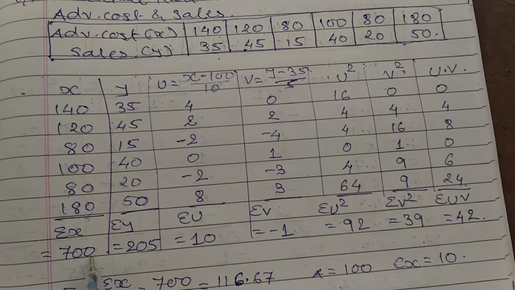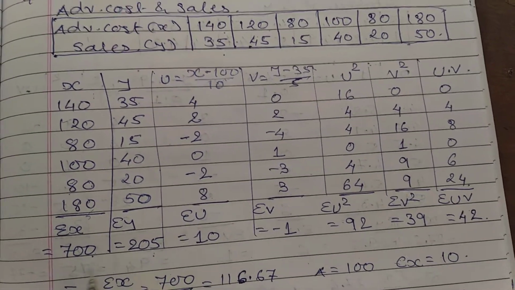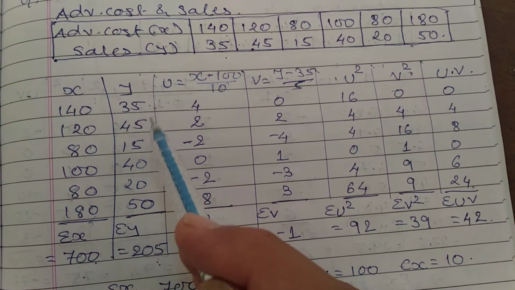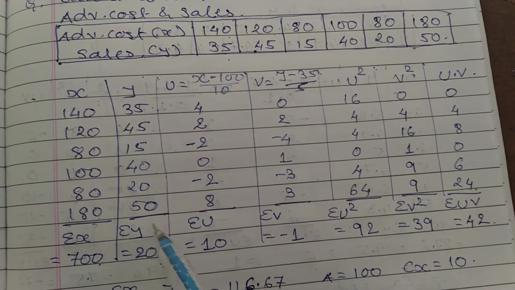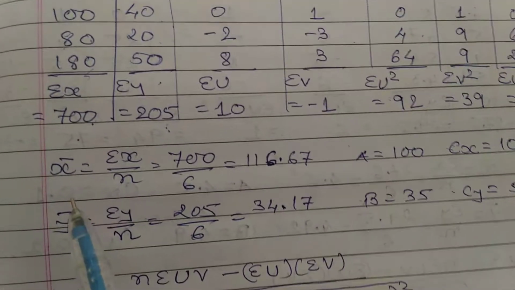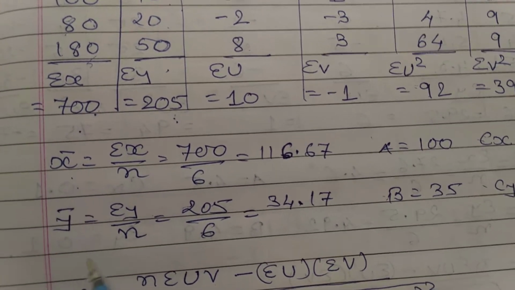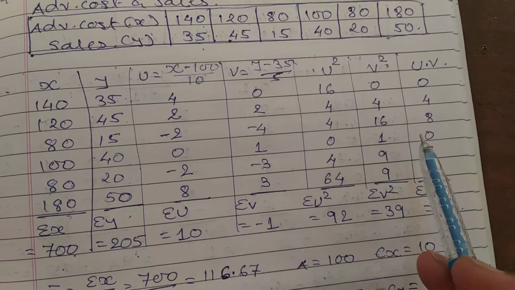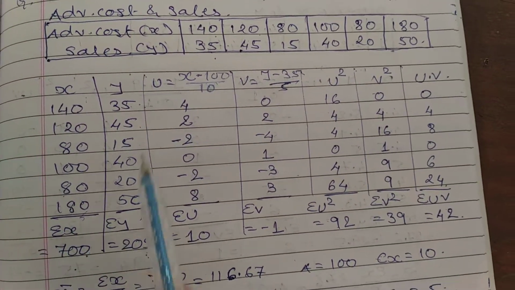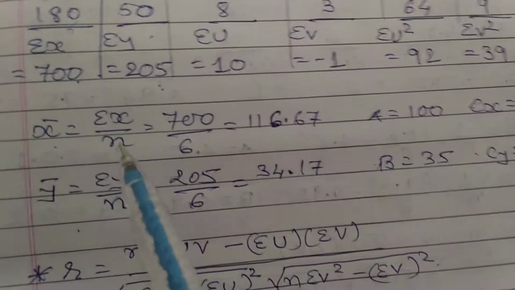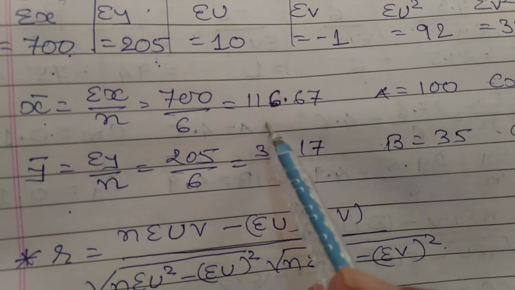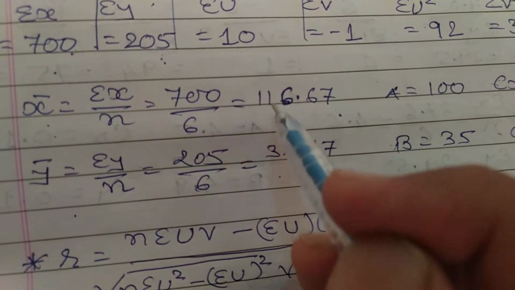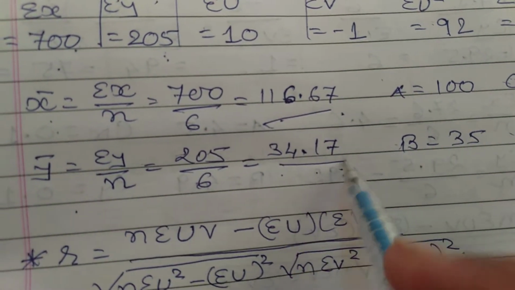Make a total of x, that is sigma x, sigma y, 700, 205, number of observations 1, 2, 3, 4, 5, 6. Now the first step is to find x bar and y bar. Before going towards the other columns, first of all find x bar and y bar. The x bar and y bar come to 116.67 and 34.17. That means this is in fraction.